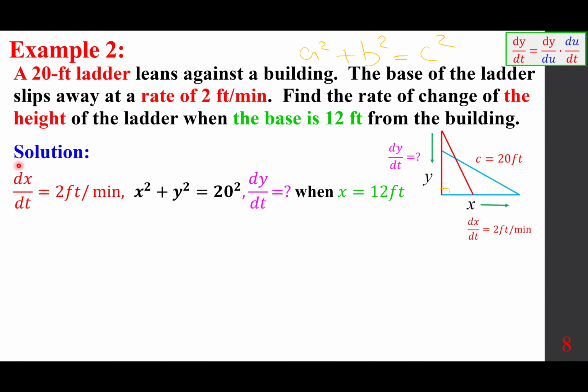So we write dx/dt is 2 feet per minute. x squared plus y squared is 20 squared. dy/dt is missing when x is 12. That's how you write this. And if you can translate this into the symbolic format here, you've done most of the work, everybody. So obviously 20 squared is 400. It's just a number.